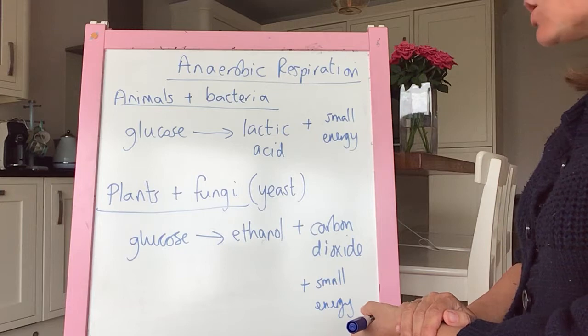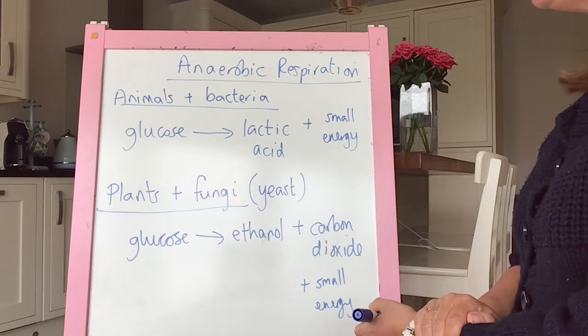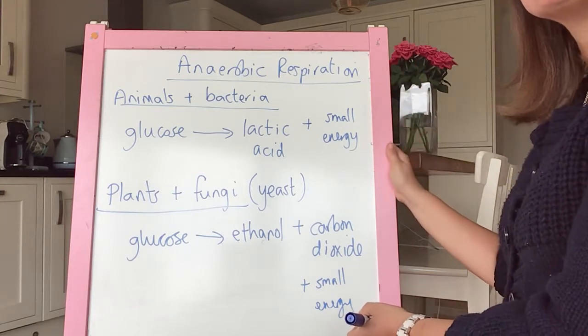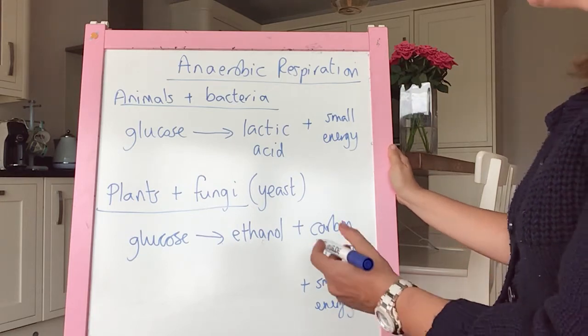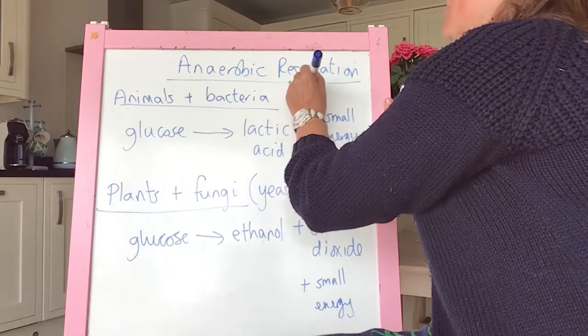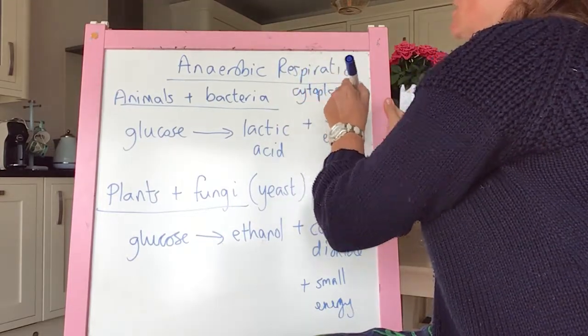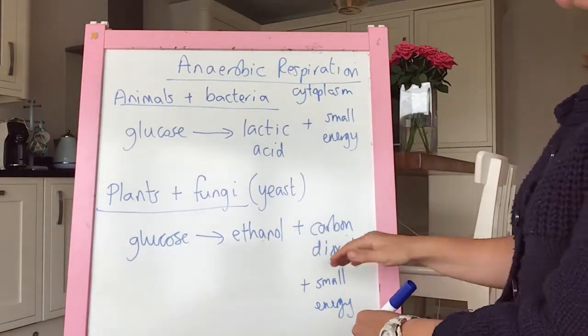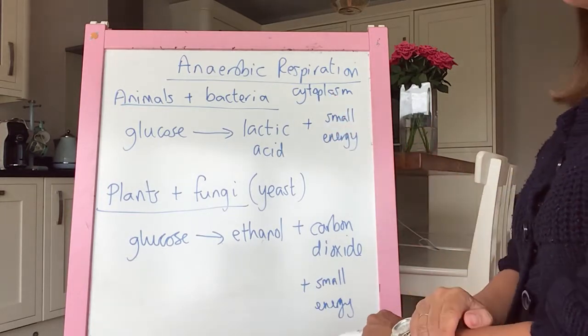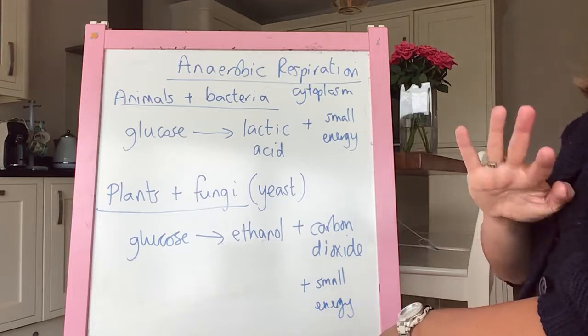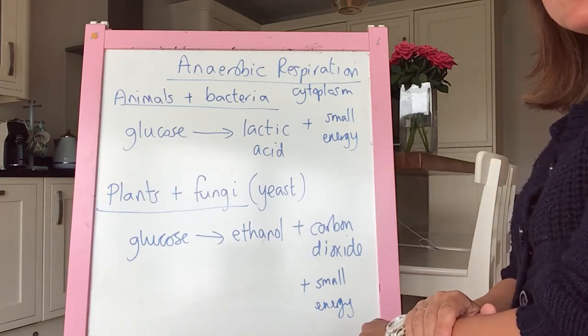No balanced equations. The only other thing as well that you needed to know is that anaerobic respiration does not occur in the mitochondria. It occurs in cytoplasm of the cell. So both lactic acid and the ethanol and carbon dioxide anaerobic respiration take place in the cytoplasm. Hopefully none of this is new to you, okay?